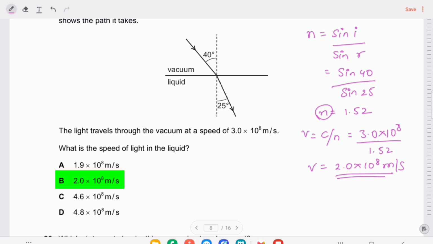That's a quick clue that the speed in the liquid must be lower than 3 × 10^8 meter per second. Towards the normal means it is slower. If it is away from the normal, then it is faster. So based on our answer, option B is correct.